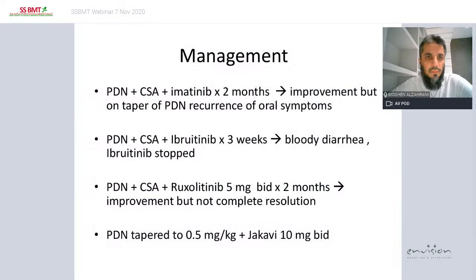So we reintroduced prednisone. He was already on cyclosporine, and we added imatinib for 2 months. He had improvement, but we thought the improvement was mainly from the steroid, because when he started tapering the steroid, he had recurrence of oral symptoms. So we stopped imatinib, and we put him on ibrutinib.